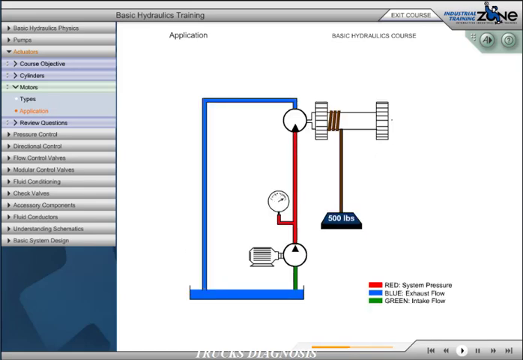A hydraulic motor that is rated at 1 inch-pound force per 1 psi is rotating a winch with a radius of 4 inches. Our load is 500 pounds. The required torque is 2,000 inch-pounds. Based on the torque rating of our motor, our operating pressure would be 2,000 psi.